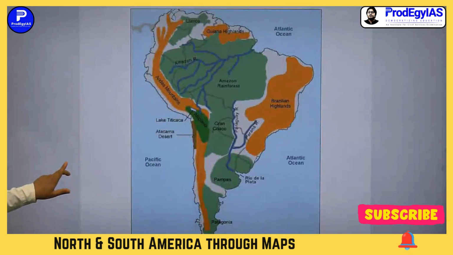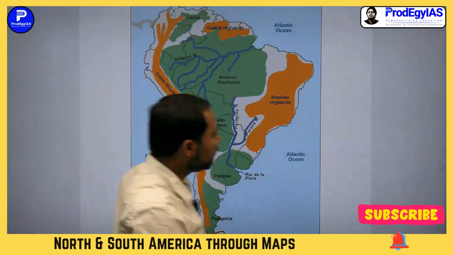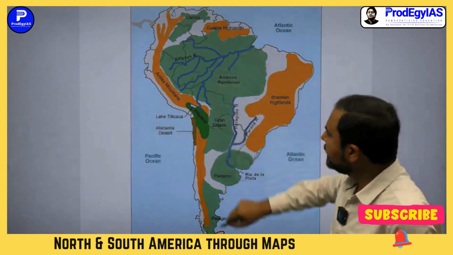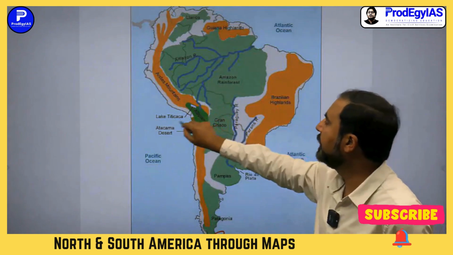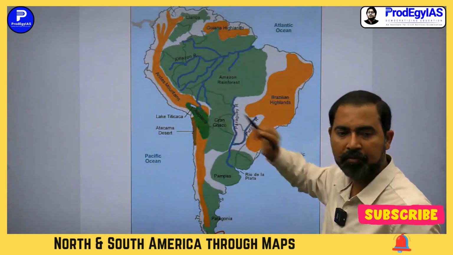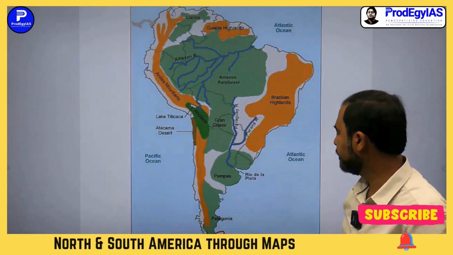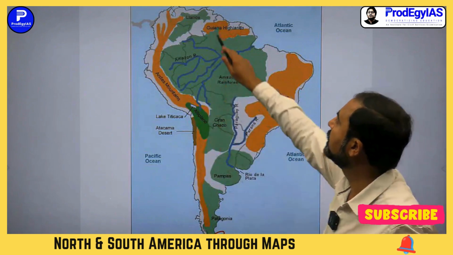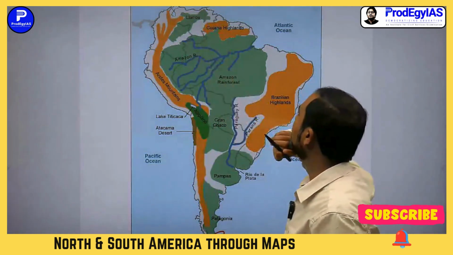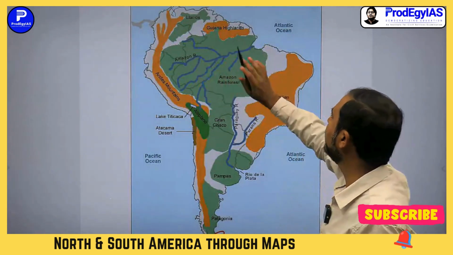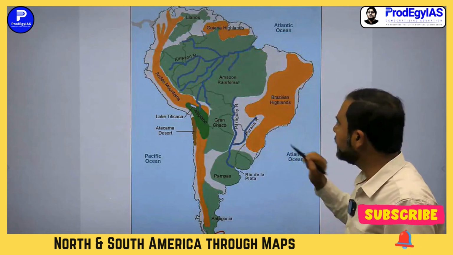Again, most of the physical features you'll see here. The same Andes, Altiplano, Lake Titicaca is in the northern part of Altiplano. This is the Atacama Desert, right? Then this is the Llanos grasslands. This is Amazonian rainforest. This is Amazon River. This is Guiana Highland. This is Brazil Highlands.